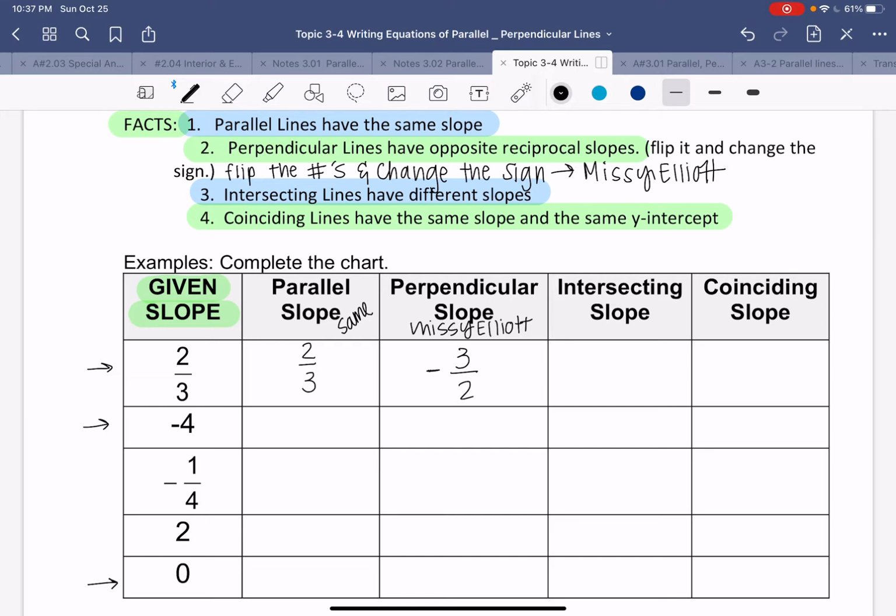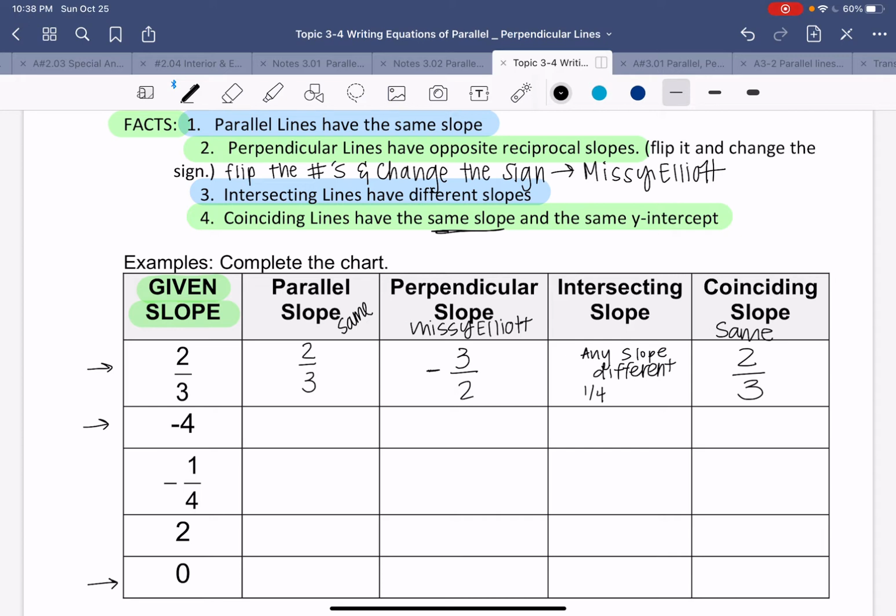Intersecting slope can literally be any other slope that you want. It could be 4, it could be 2, it could be 3/2, it could be 3/4, or whatever your heart desires. Any slope that's different. There is a wrong answer as long as you put the parallel or perpendicular slope. It could be 1/4. Perfect. And then coinciding still has the same slope, so it's going to be 2/3.